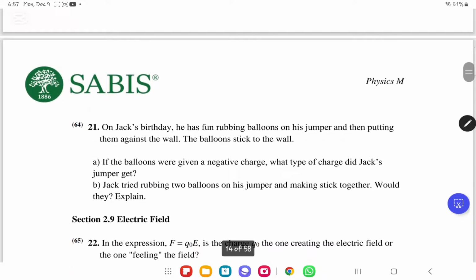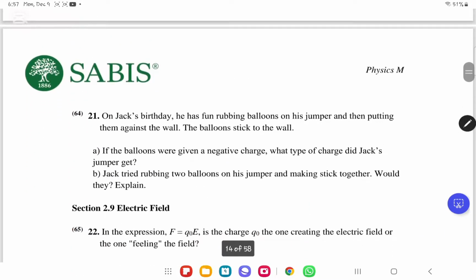So that's it for E. Now for question number 21. On Jack's birthday, he has fun rubbing balloons on his jumper, then putting them against the wall. The balloon sticks to the wall. If the balloons were given a negative charge, what type of charge did the jumper get? Definitely, rubbing two objects, one will acquire, for example, positive, the other will acquire the opposite charge, which is negative charge. So if the balloon got the negative charge, then Jack's jumper got the positive charge.